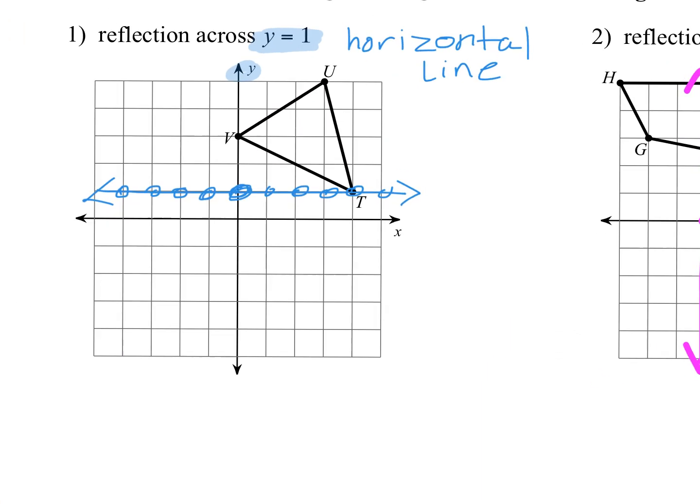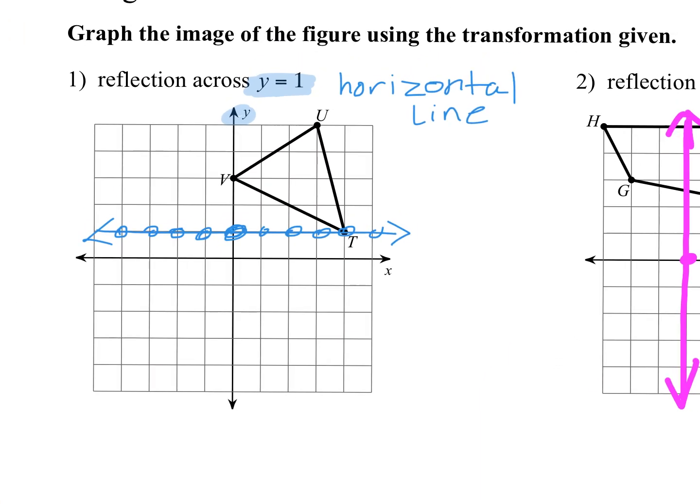So if I zoom in here on number 1, for example, I'm going to change my ink color. Since V is 2 units above the mirror line of reflection, V prime will be 2 units below that line of reflection.